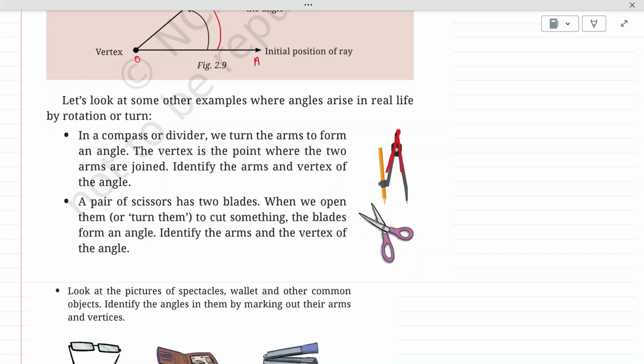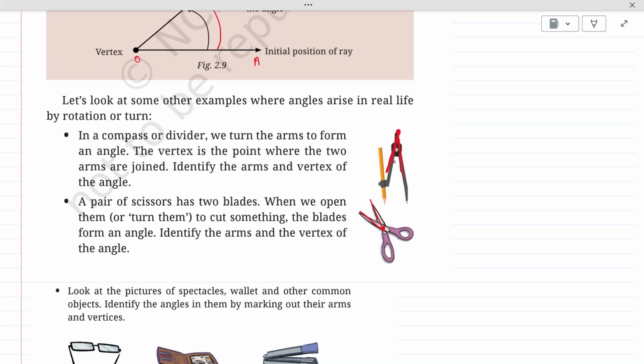Similarly, we have a scissor. In a scissor also, these are the arms and this is the vertex. So let us go through this. In a compass or divider, we turn the arms to form the angle. The vertex is the point where the two arms are joined. These two arms are joined here. Okay. So we are asked to identify the arms. So these two are the arms and this is the vertex. We can also name it.